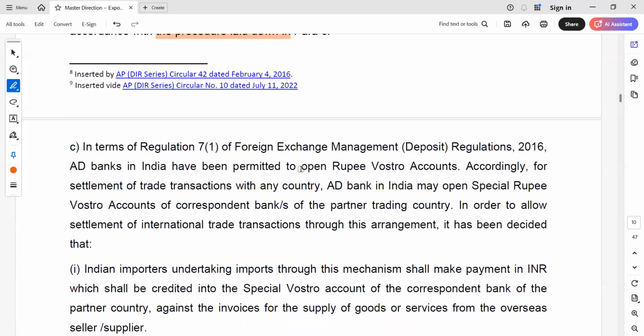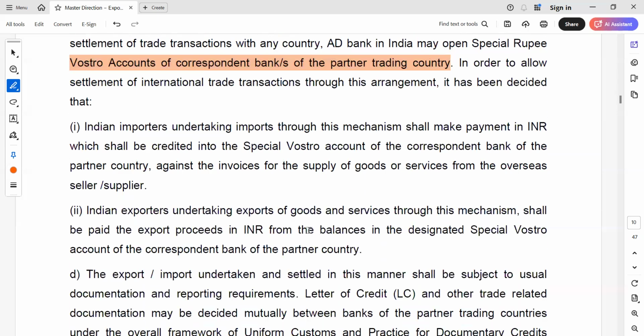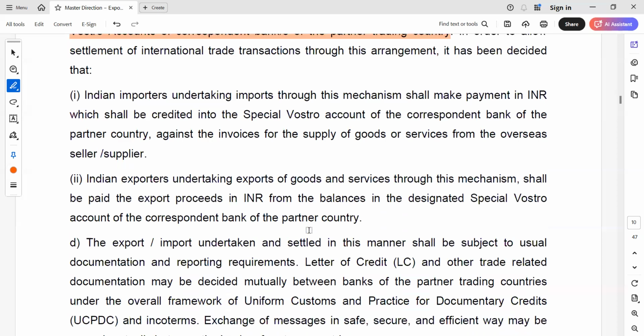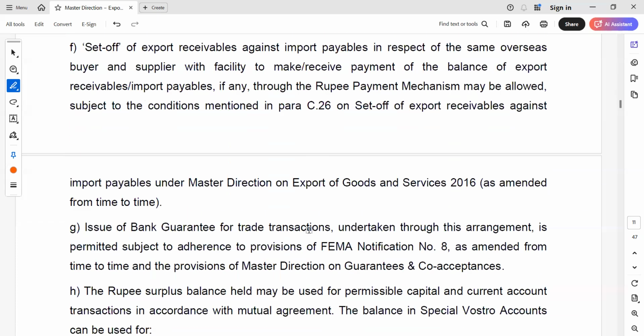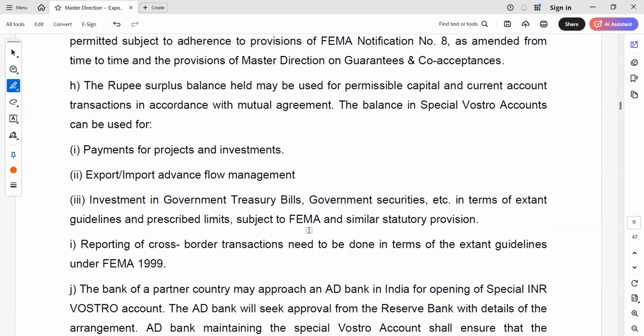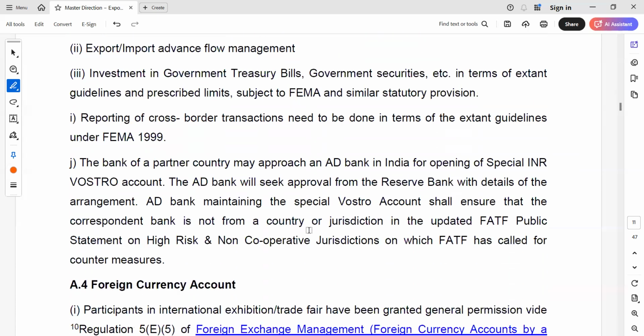It will be done through the rupee Vostro account. Okay, so in the Vostro account, that foreign entity will send the payment, and through the Vostro account the payment will be credited to the exporter. So these are the normal procedures. This procedure will not be coming in the exam, but you should know that it can be done. Okay, so this is total about the payments only, how it is done, and similar things are written, friends.